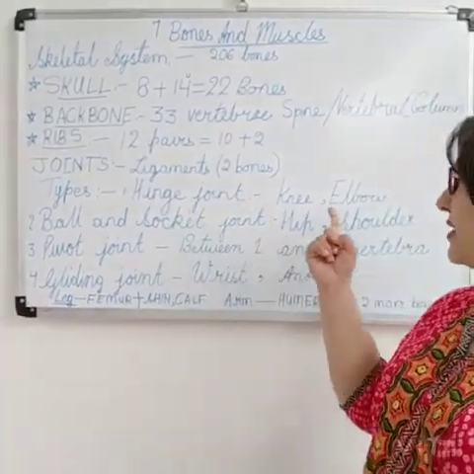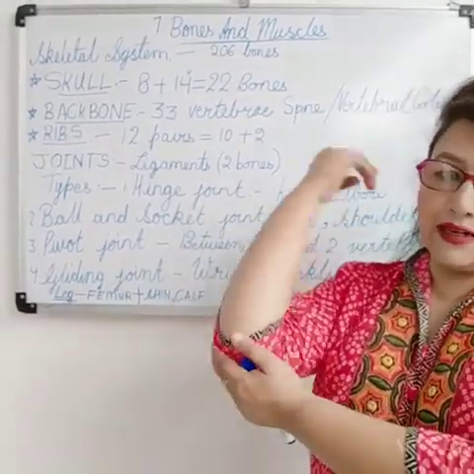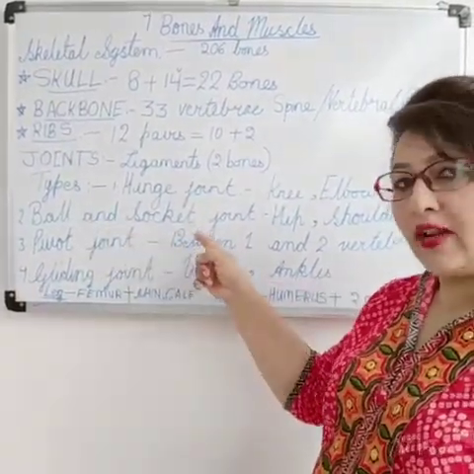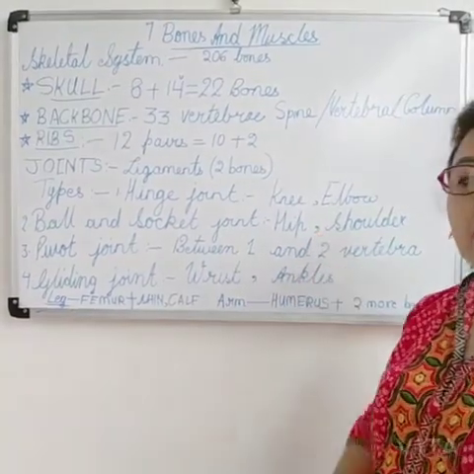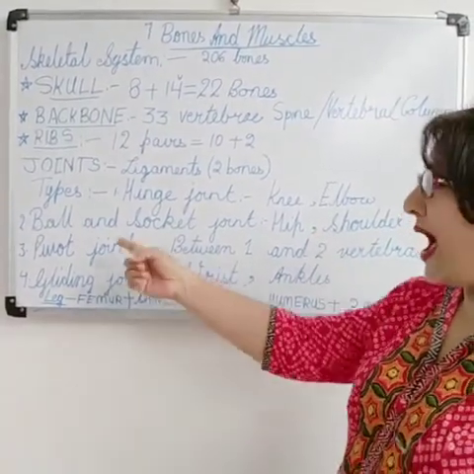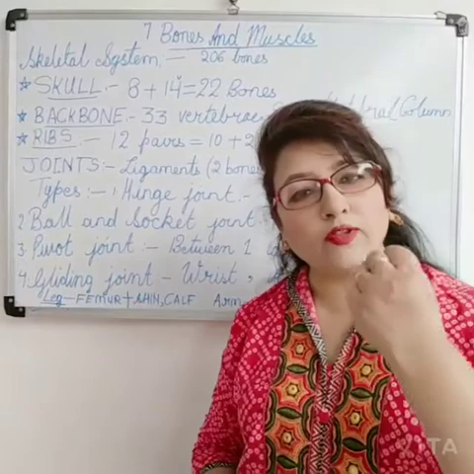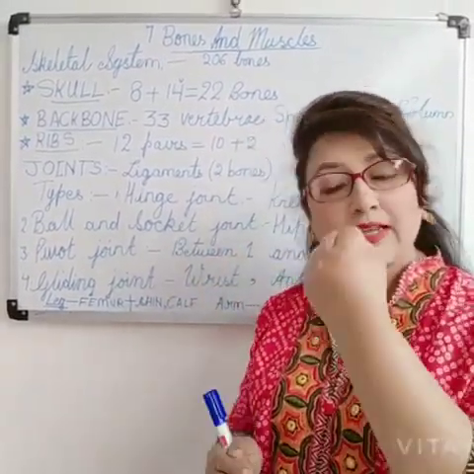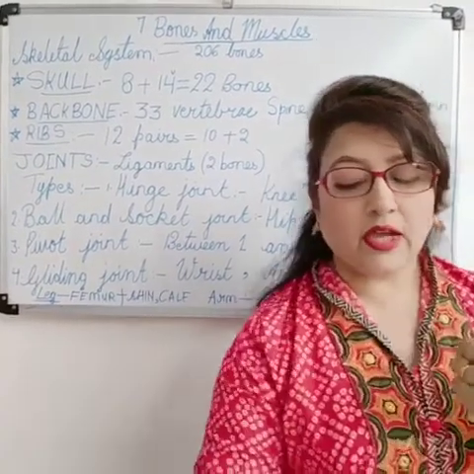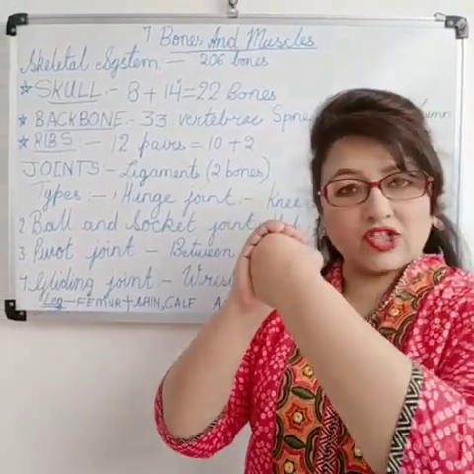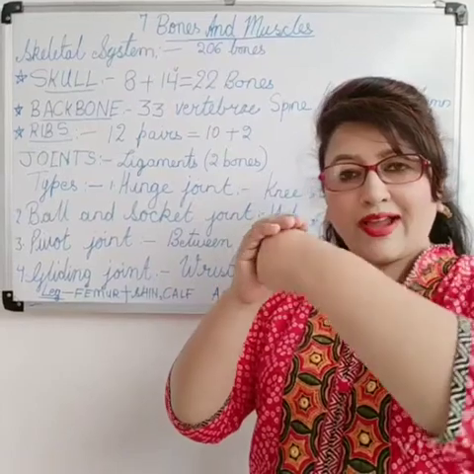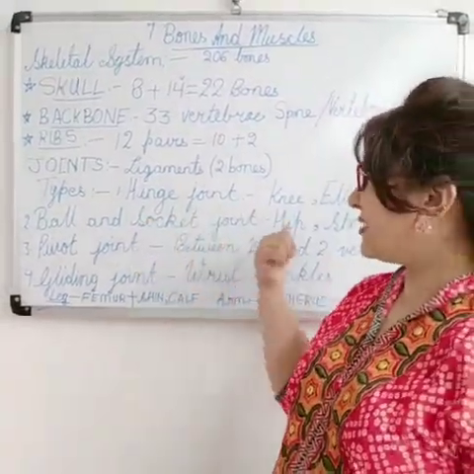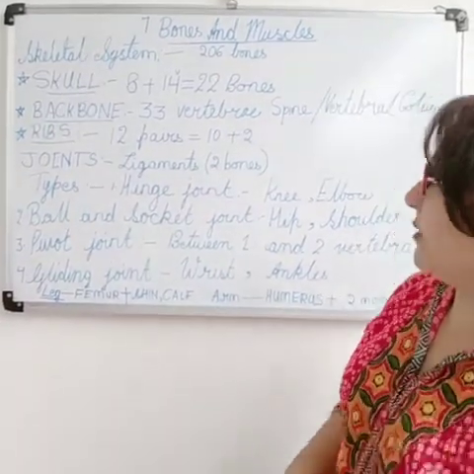Hinge joint is present in our knee and in our elbow. The next joint is the ball and socket joint, and it is present in the hip and the shoulder. As the name suggests, one of the bones has a rounded structure just like a ball, and it fits into the socket-like structure of another, and it provides maximum movement when it moves. So this type of joint is present in the hip and the shoulder.